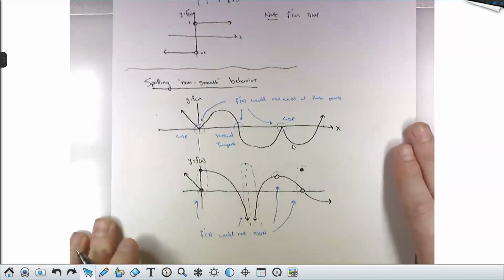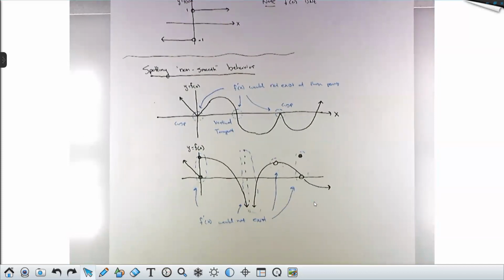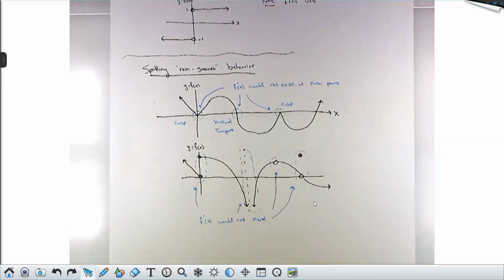Right. So in the first graph, the function is continuous at all of those points, but it's not differentiable at them. In the second graph, we're discontinuous at these points. And if you're discontinuous, automatically you're not differentiable. So these are the sort of non-smooth behaviors that we're worried about. These are the sort of things that can ruin the existence of a derivative. Questions on this?